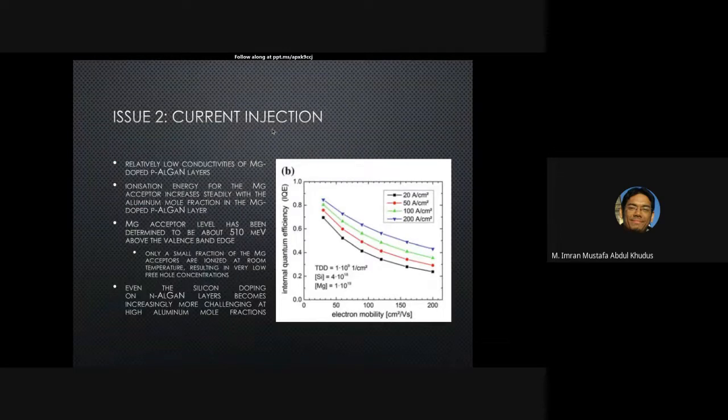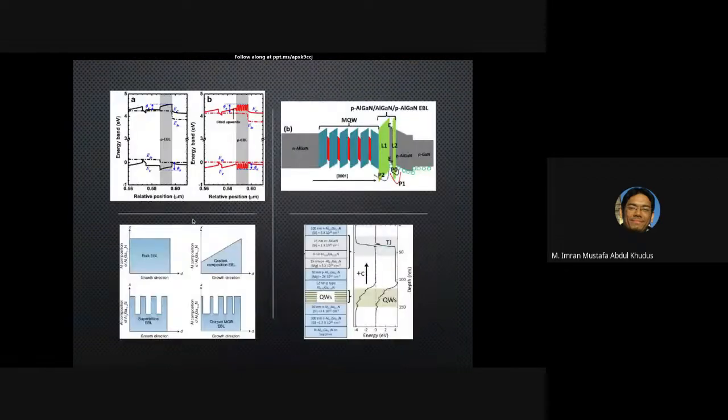Another issue is current injection. This is because of, for instance, the magnesium acceptor level, which is 510 meV above the valence band edge. So the activation is actually quite small, and the mobility is also quite small at higher currents and stuff like that. So that's a lot of problems. People have tried, but the bigger problem that people think needs to be solved is the p-type, right?